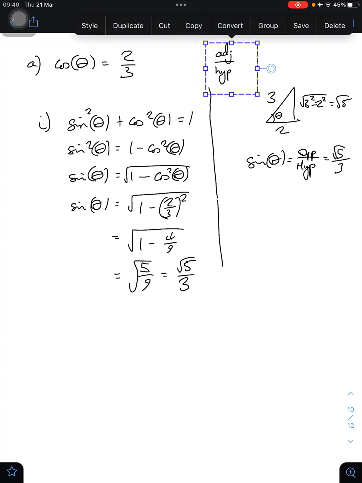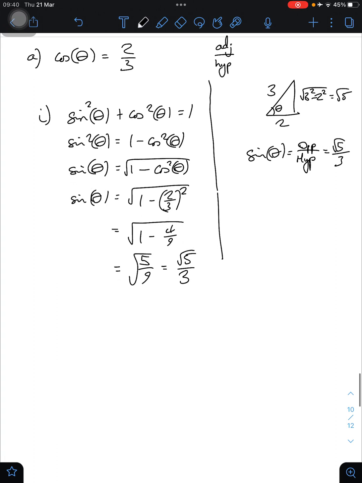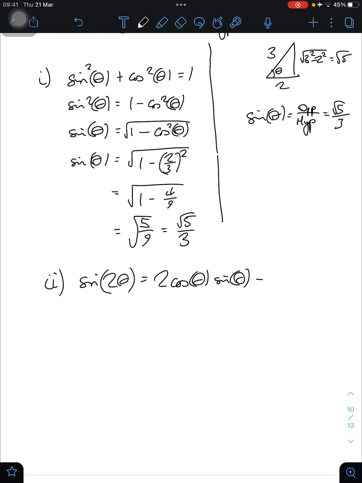So whichever method you found easiest, I saw people attempt both in their test paper, so it's really down to you. Part II, they wanted to find the sine 2 theta value. Well, you gain a mark just for putting down that sine 2 theta from your formula booklet is 2 sine of theta cos of theta, or 2 cos of theta sine of theta, because it's commutative. And so we've got all our values here.